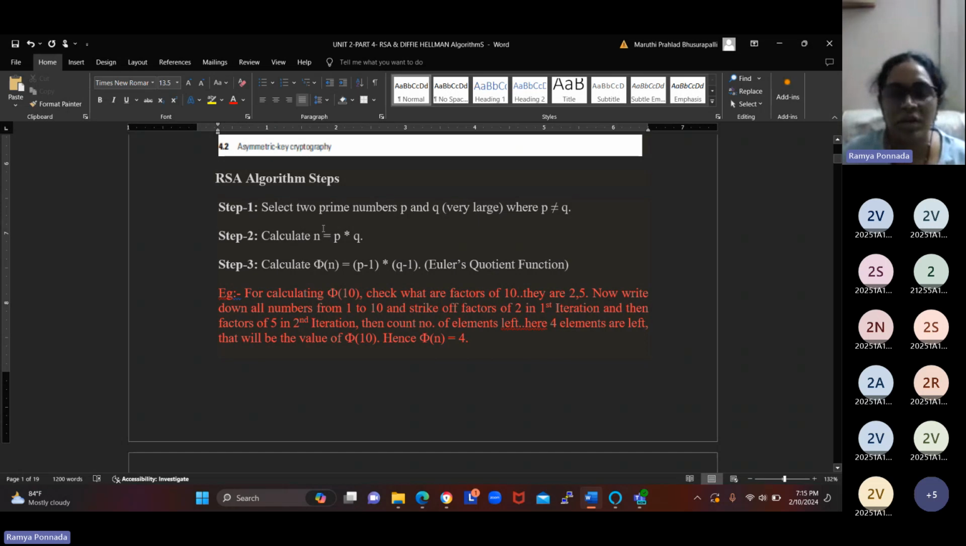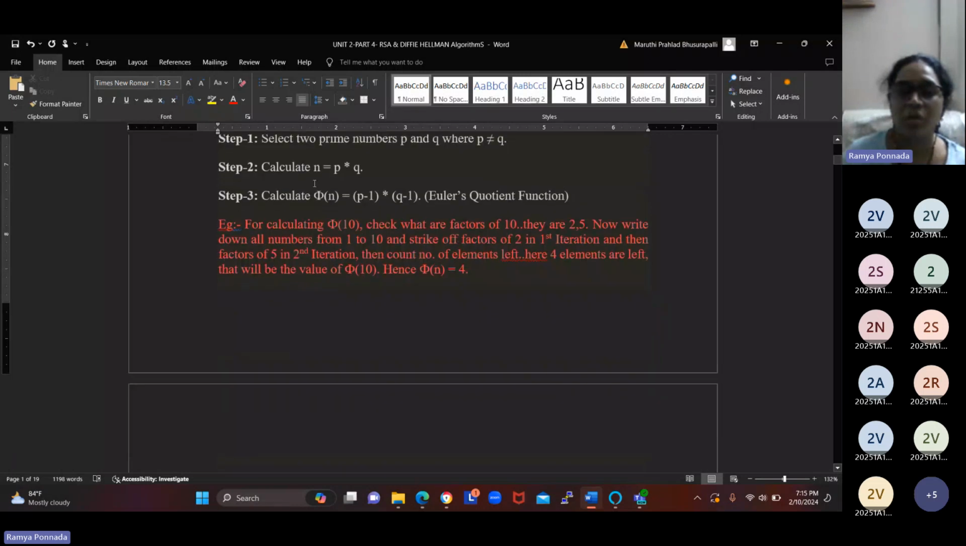Next, if you are getting confused for now, I can revise this before your exam. Next you are going to have your n value, which is obtained as p into q. Girls, I'm going in a flow. Please interrupt me if you are not able to understand any step, then I will repeat.